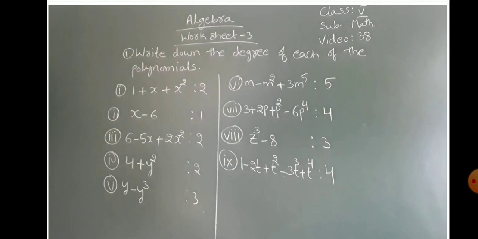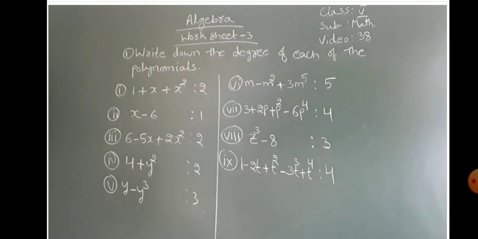And the eighth polynomial has only two terms, z cube and 8. z cube degree is 3 and 8 degree is 0, so the degree of this polynomial will be 3. And coming to the ninth question, 1 minus 2t plus t square minus 3t cube plus t power 4.